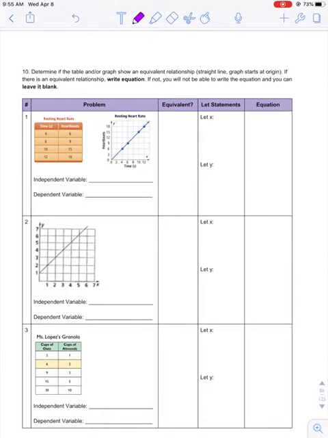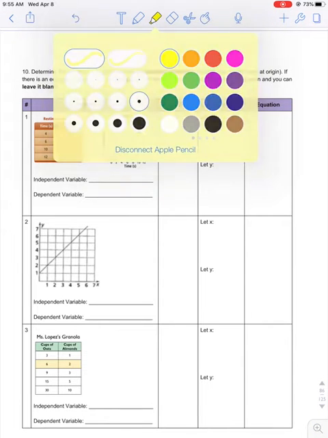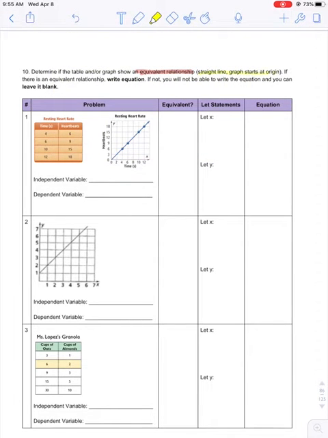Okay, we are going to practice what we learned about equivalent graphs and making their equation using the COP. The instructions say to determine if the table or graph shows an equivalent relationship, and they even tell us how to do that. They say we're going to be looking for a straight line and a graph starting at the origin. If there is an equivalent relationship, if you say yes, you have to write the equation. If not, you won't be able to write the equation and you could leave it blank.